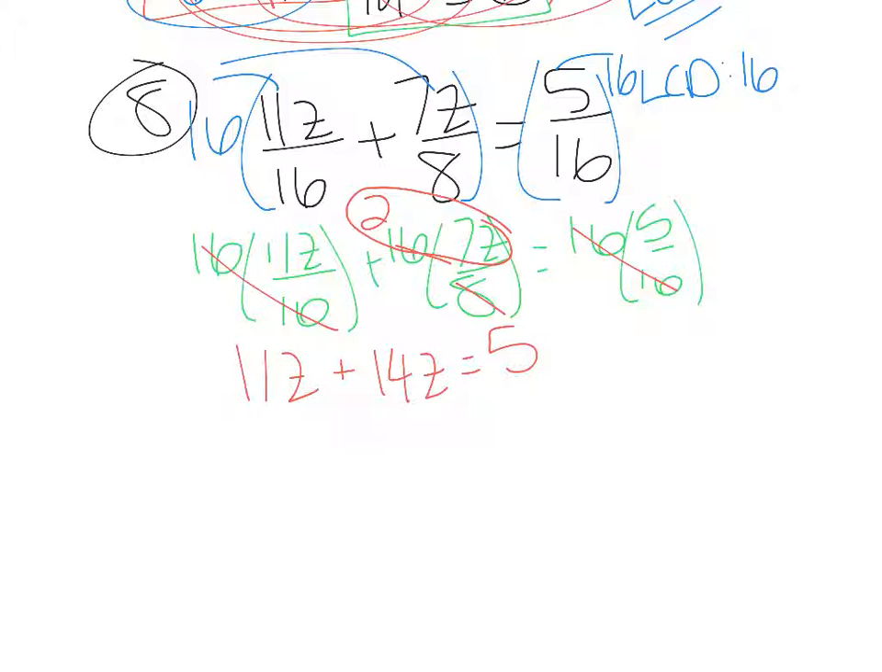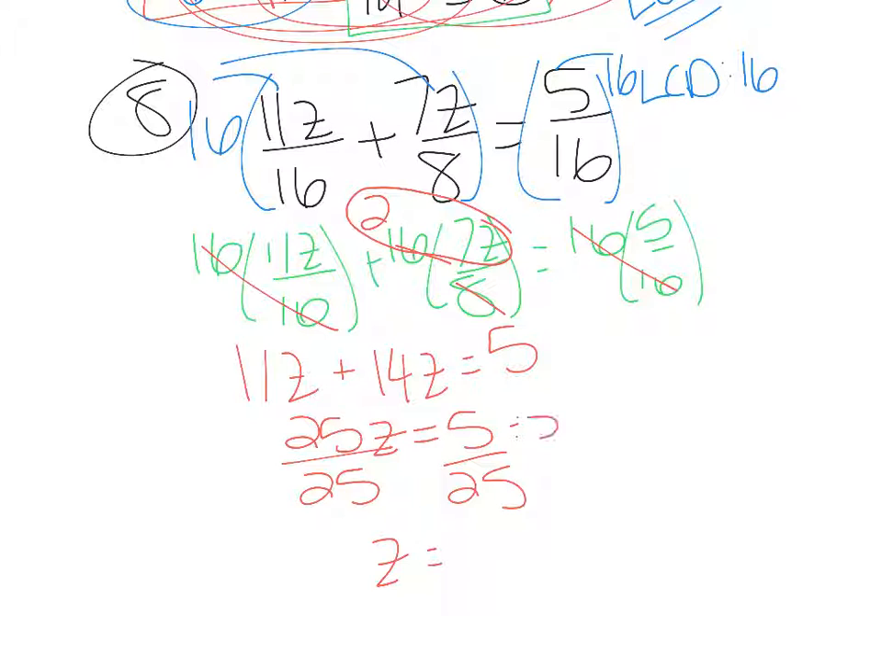Notice, in my equation, no more fractions. This just got a lot easier. I can combine my z's together and get 25z. It's 11z plus 14z. Divide both sides by 25. Okay, and so 5 over 25, it's not going to go in evenly, but I can divide out a 5 from both of those, and we should get 1/5.